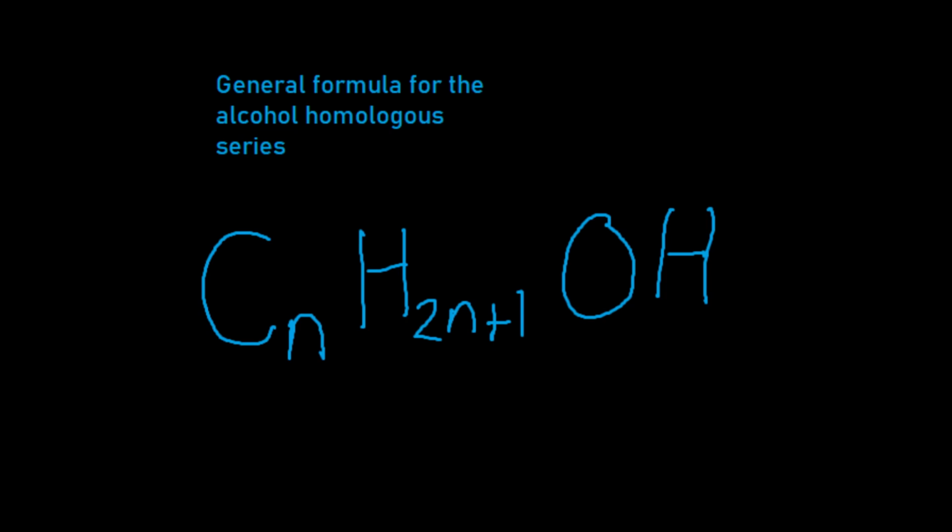As the alcohols are a homologous series, they all share the same general formula. The general formula for the alcohols is CnH2n+1OH. So that means we've got double the number of hydrogens plus 1 and then the OH. Notice that the hydrogen that is in the functional group is not counted in the number of H's.